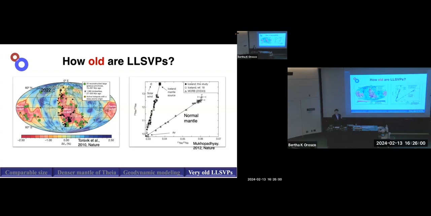Also, this neon isotope anomaly can only be formed in the earliest history of the Earth. So that suggests if this mantle blob is the reason for this signature, the blob should be very, very old, even older than the age of the Moon. So it's consistent with our physical model.